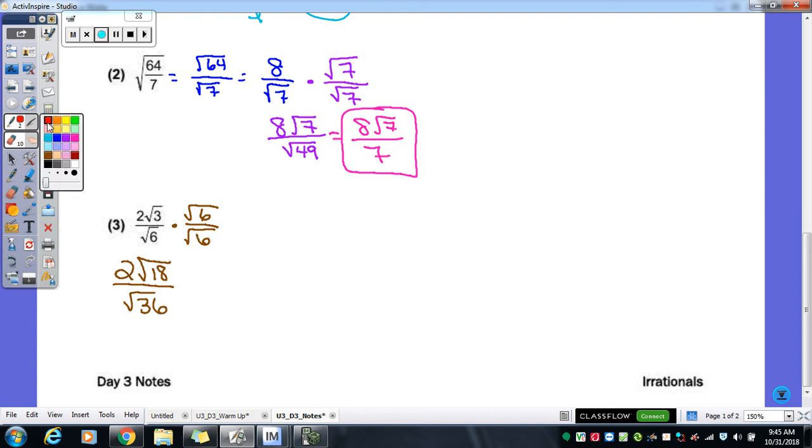Now can we simplify this radical 18? Is there a perfect square that goes into 18? 9. Somebody said 9. So our 18 would break up into radical 9 and radical 2, just like what we were doing before, what you did on your quiz today. Square root of 9 is 3, so I'm going to turn that into a 3. 2 times 3 gives me 6 radical 2.